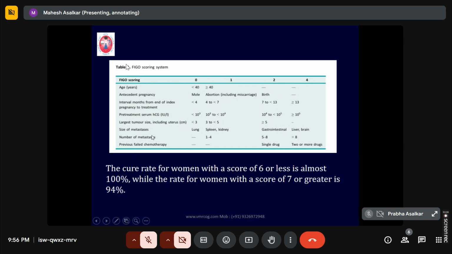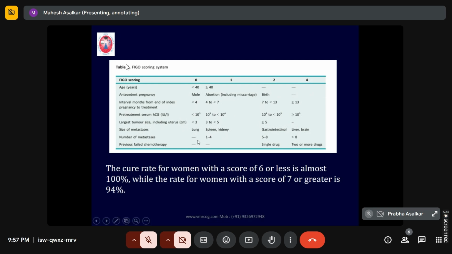Then site of mets. If you have a lung mets, score is 0. Spleen, kidney, it is 1. GIT mets is 2. Liver and brain, it is 4. So they give you a description of the mets found. Suppose you get a liver or brain mets, directly the score goes to 4. And just see what the beta HCG is. If it is more than 1 lakh, then 4 plus 4 becomes 8, definitely more than 7, then it requires multi-agent. You just have to see whether the total score is 6 or 7. So remember these particular criteria.